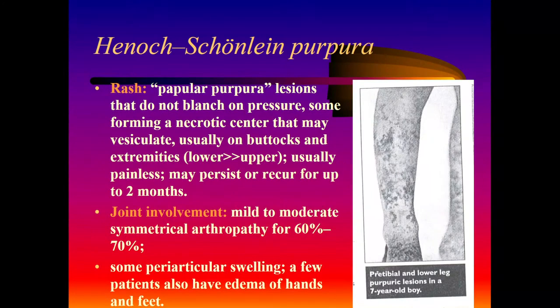Rash: purpura, papular lesions that don't blanch on pressure. Some form a necrotic center that may vesiculate, usually on the buttocks and extremities, lower limbs to upper, usually painless, and may persist or recur for up to 2 months.